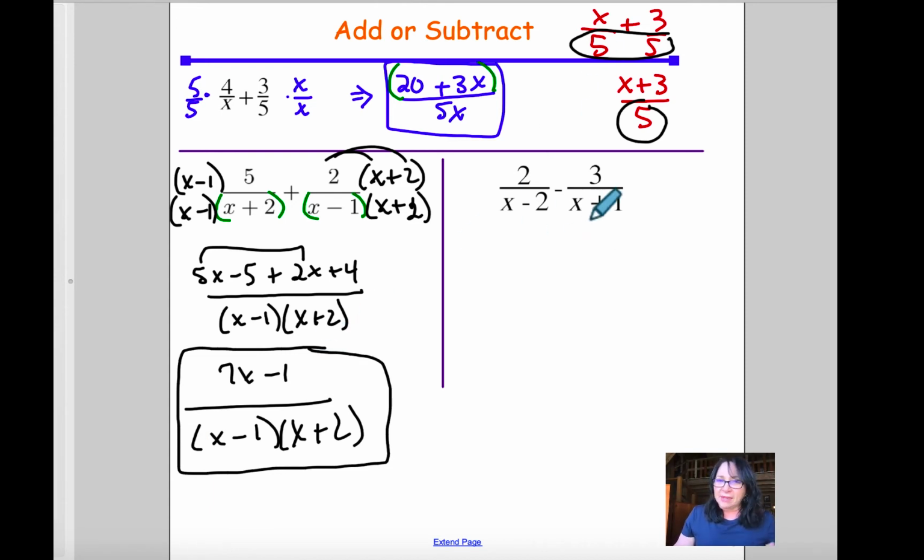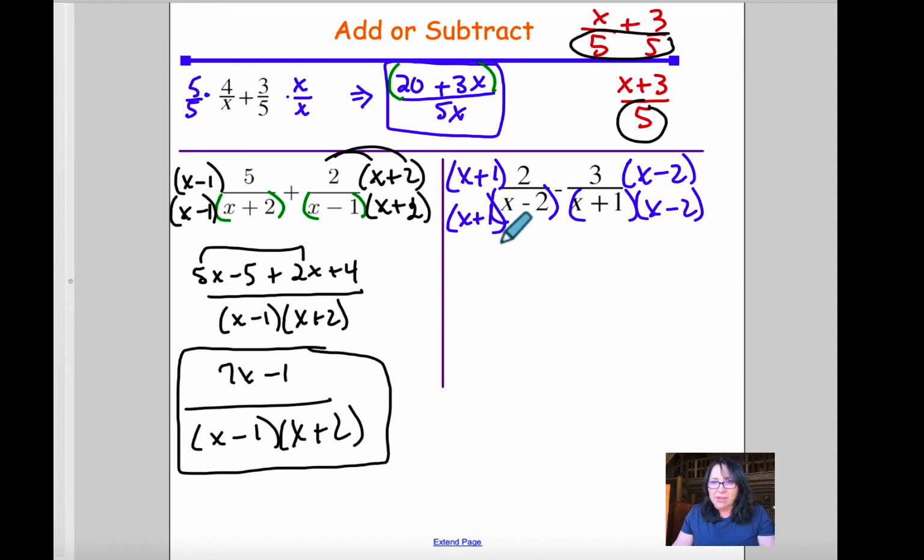For these two problems here, this right side is going to need an x minus 2, and this left side is going to need an x plus 1. So here, I'm going to multiply by x minus 2 over x minus 2. Here, I'm going to multiply by x plus 1 over x plus 1. Now, when I multiply these through, I'm going to have a common denominator, x plus 1 times x minus 2.